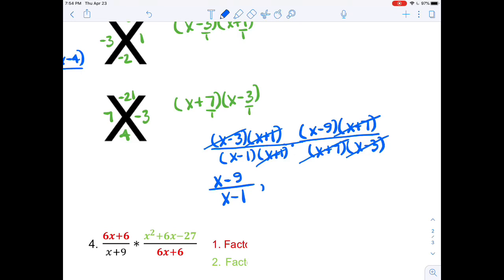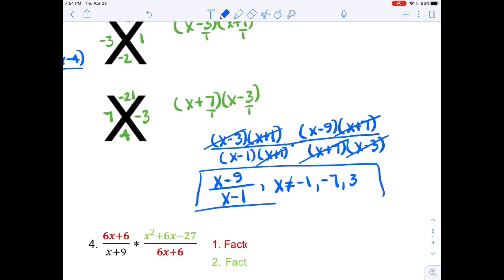What did we cross out here? We crossed out an x plus 1, so we know that x cannot equal -1. We had an x plus 7 that we crossed out, so we know that x can't equal -7. And finally, we had an x minus 3 that we crossed out, so we also cannot equal +3. Remember, we're asking ourselves, what would x be that would make that factor 0? We can't do that because we would have an undefined term at that point. So this is our final answer.